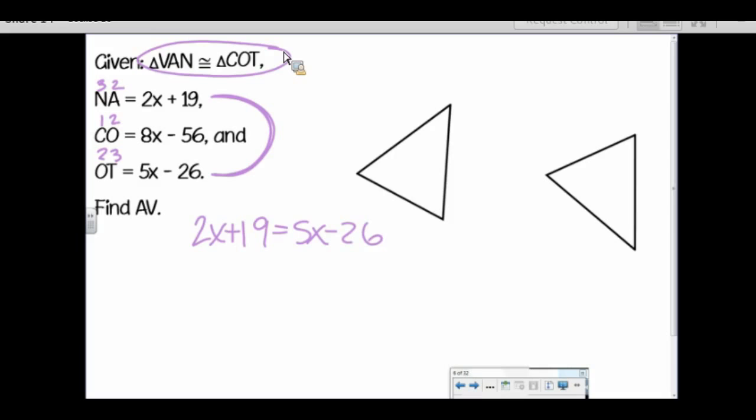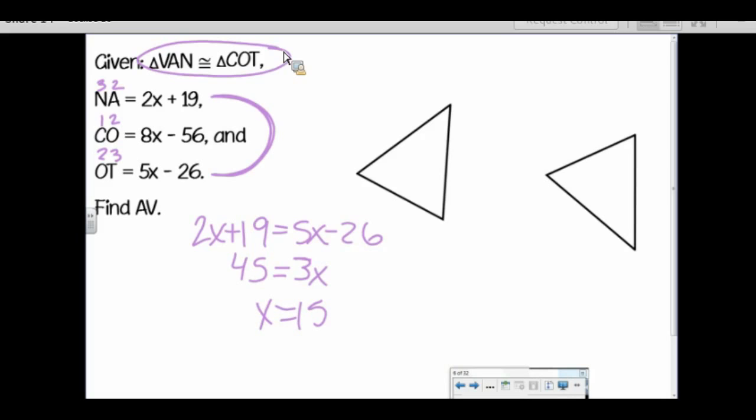And we're going to do a simple solving for x. This one is pretty basic algebra. Let's see, 3x, and add 26 to both sides. We looking good there? X is 15.